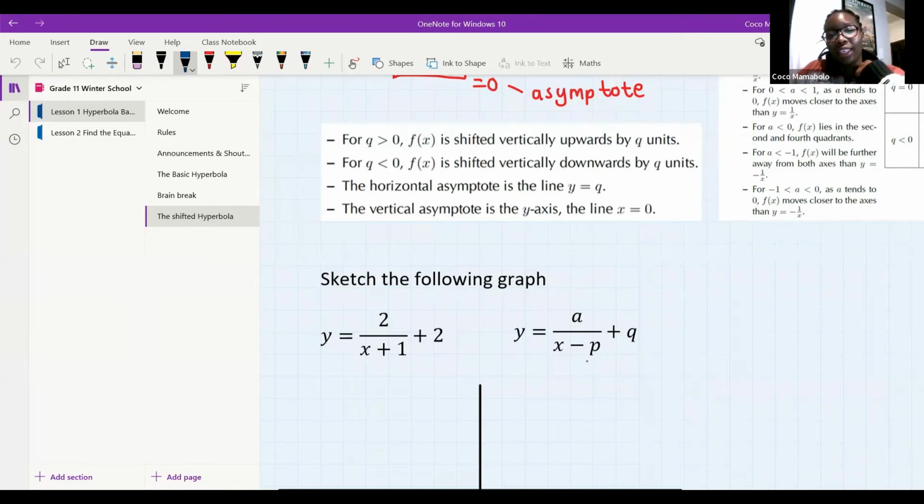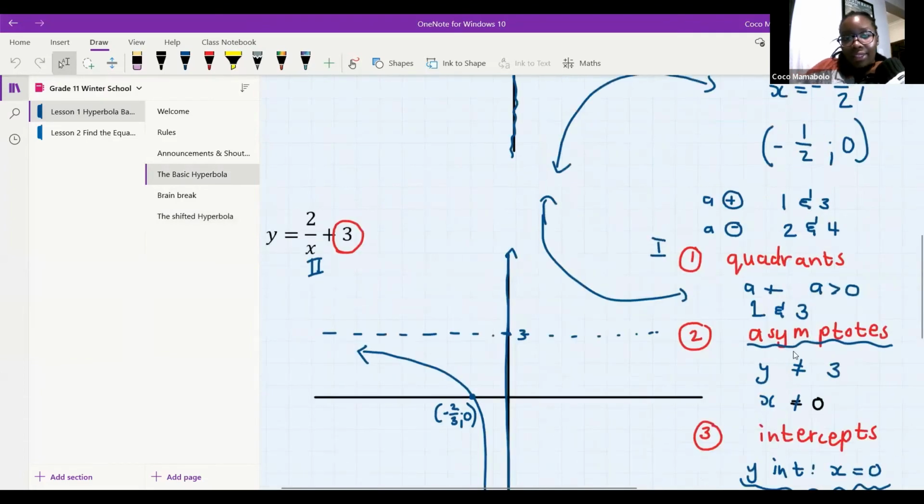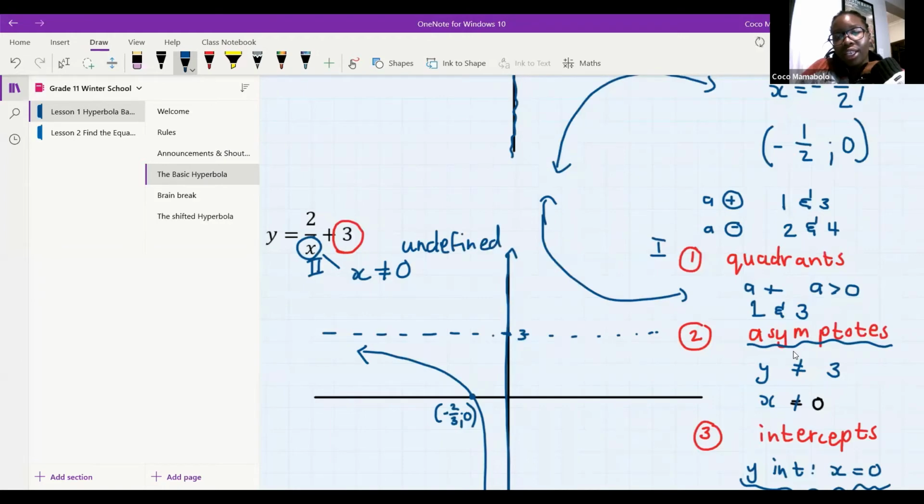So in the last sum that we had over here, x could not be equal to 0, because if x is equal to 0, this whole thing is undefined, right? Therefore, x equal to 0 is an asymptote. That makes sense because we know that if we make that 0, that whole thing is not going to play.